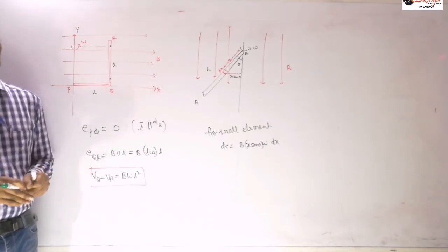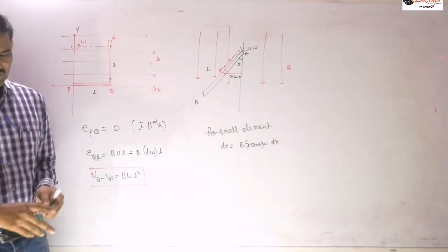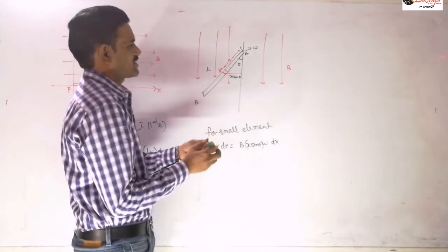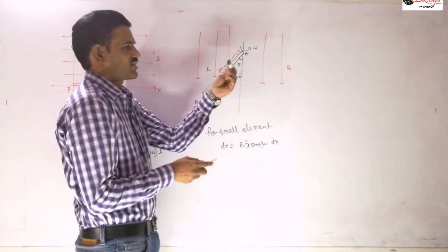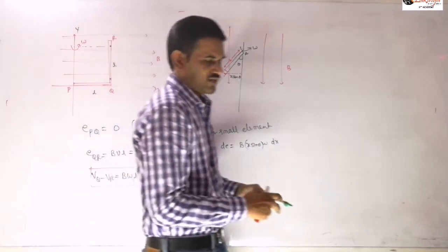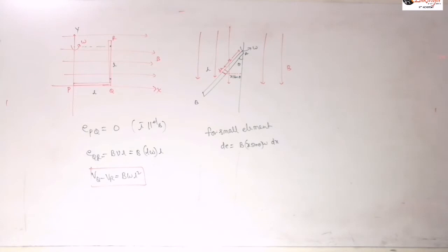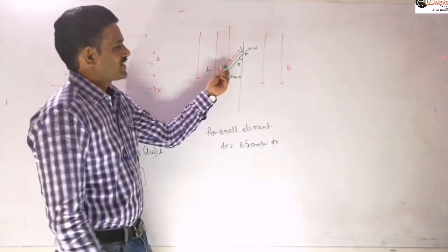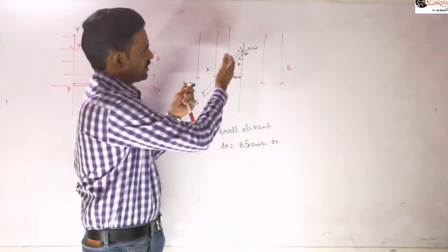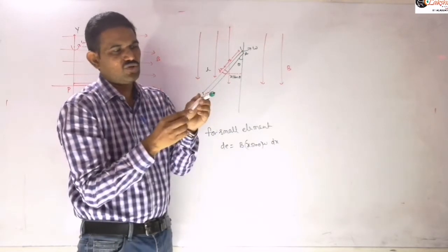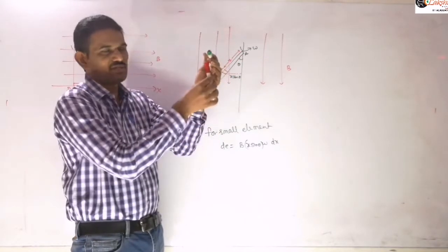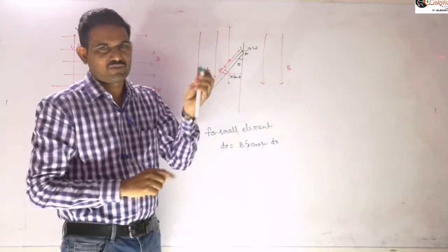Now let us identify the angle between the velocity and the magnetic field. At that instant the velocity will be along this direction, and the magnetic field is in the downward direction, right? So the velocity is perpendicular to the magnetic field. Is it clear? Suppose the rod is revolving like this. Then the velocity of this element will be like this, and the magnetic field is downward. They are perpendicular to each other.